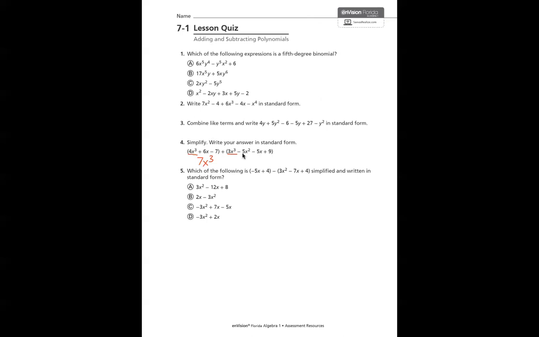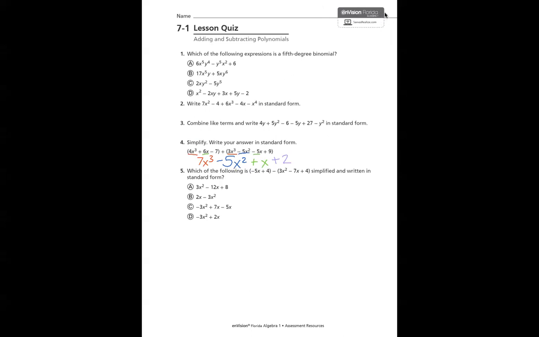Then I'm moving to the 2nd degree. I just see negative 5x squared. Oh, let me put my 5 in there too. Negative 5x squared. Then I'm moving on to just my 1st degree. So positive 6x minus 5x would just be a positive x. And then lastly, I have negative 7 and positive 9, which is a positive 2. My answer not only is combined, so my like terms are combined, but it's also in standard form because it's the highest degree to the lowest degree.